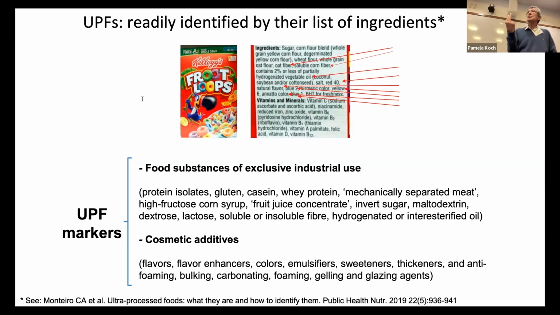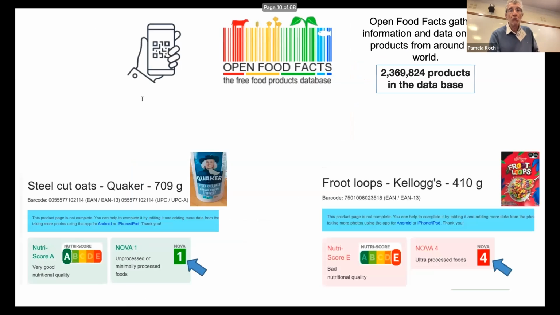Then Nova proposed two types of markers of food ultra-processing. One is these food substances of exclusive industrial use, like protein isolates, gluten, different types of sugars, modified starches, etc., and the other is the group of cosmetic additives. These are classes of additives used to impart sensory properties that are not there due to the ingredients. Based on these UPF markers, we have some cell phone apps today.